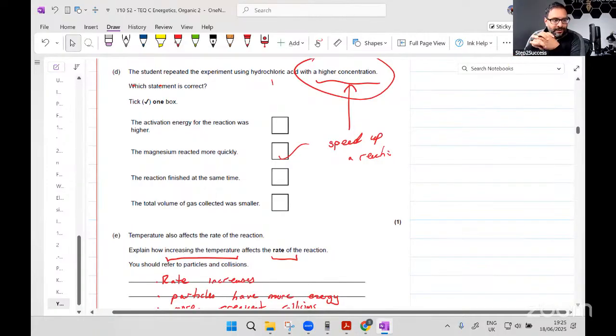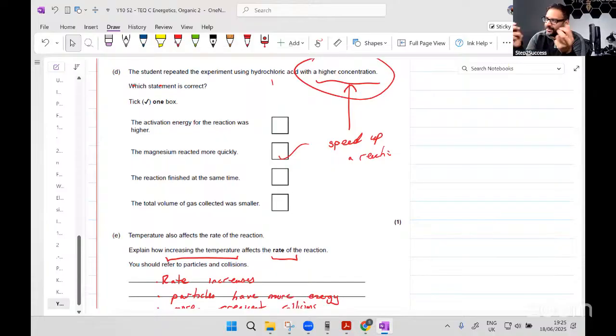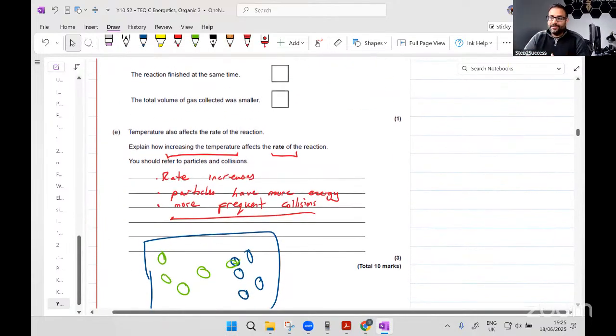It's so important to be able to say that phrase and understand what it means. It means they're hitting each other a lot more often in the same time. And so you're more likely to get a reaction, and so you get a faster reaction. And that happens if you make them hotter, they go around faster and they hit each other more often.